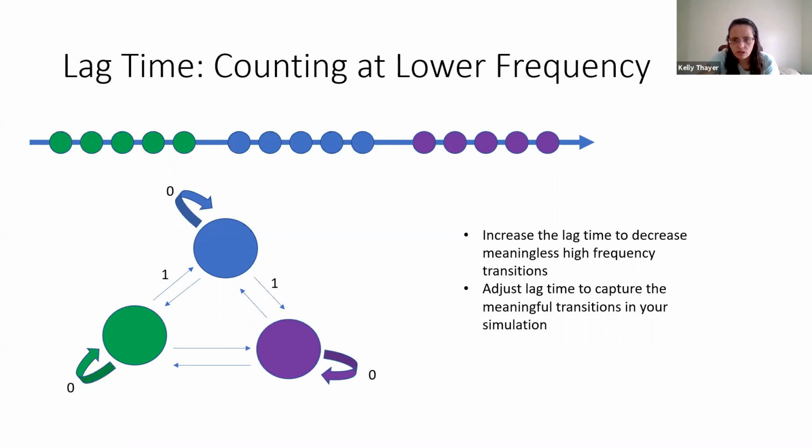So we're going to increase the lag time to decrease the meaningless high frequency transitions that we see. Those are the self-transitions, and we can adjust the lag time to capture the meaningful transitions in the simulation of interest.